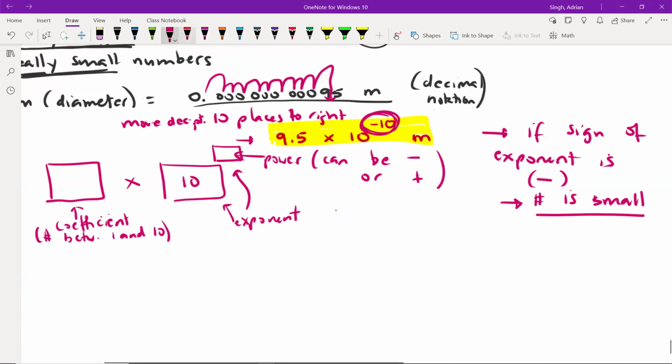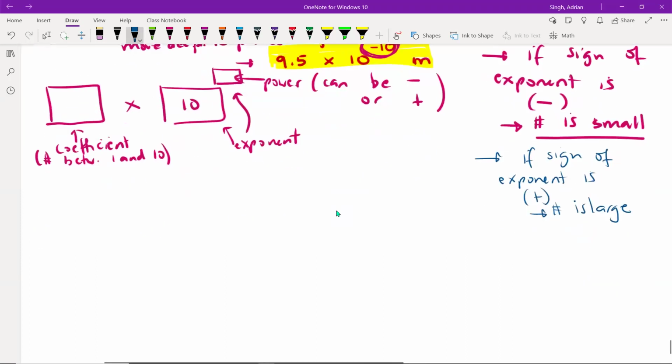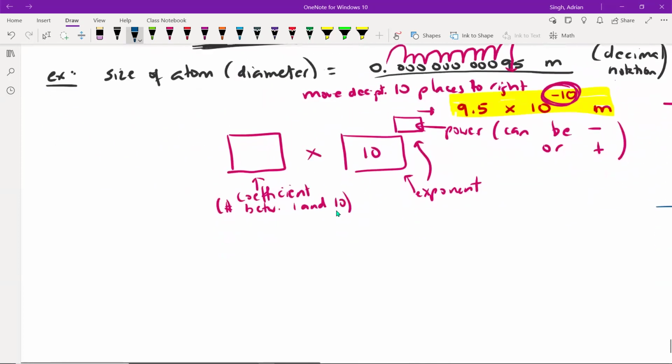And by the same token, the opposite would be true. If I end up with a scientific notation value and the sign of the exponent is positive, that would tell me that the number is large. As an example for that one, if I had a number like this, and we are going to see this number, by the way, a lot in our class, 602.